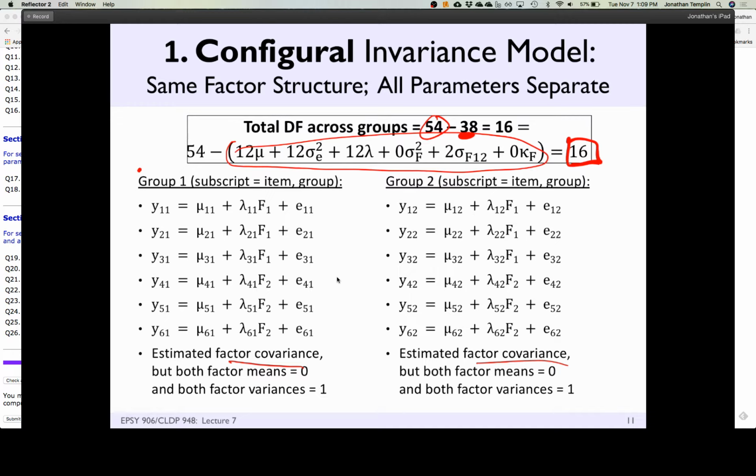So this is group 1. This is group 2. And when you see the double subscript for any type of parameter, that means it's unique to that group. So what we're estimating here, when we see lambda 1,1 and lambda 1,2, the factor loading for the first item in group 1 is lambda 1,1. The factor loading for the first item in group 2 is lambda 1,2. Everything's different. Everything's being estimated.